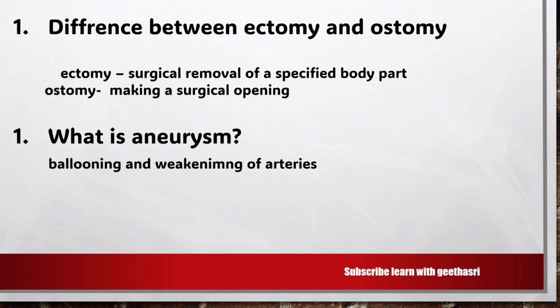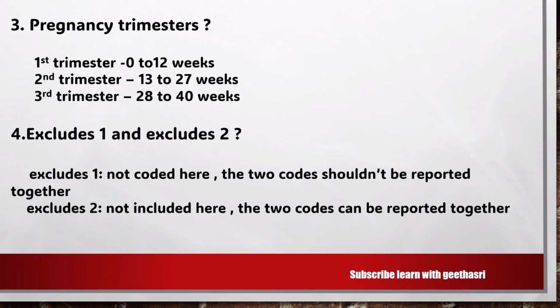And this is also an important question about pregnancy trimesters. There will be 3 trimesters. In the first trimester it is 0 to 12 weeks. Second trimester it is 13 to 27 weeks. Third trimester it is 28 to 40 weeks.